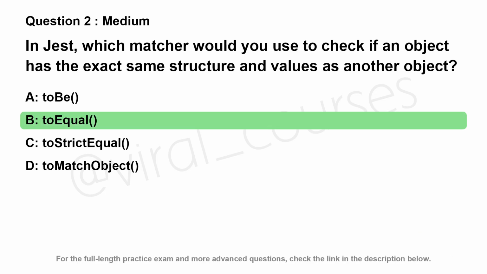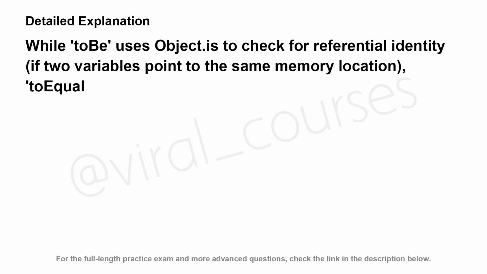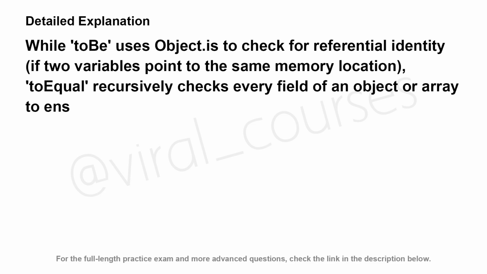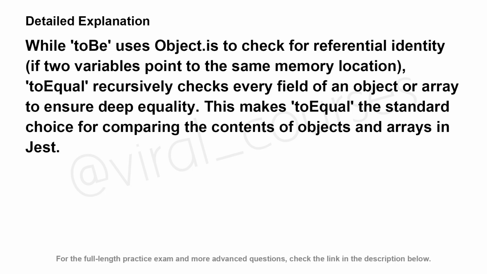The correct answer is B. While toBe uses Object.is to check for referential identity, if two variables point to the same memory location, toEqual recursively checks every field of an object or array to ensure deep equality. This makes toEqual the standard choice for comparing the contents of objects and arrays in Jest.